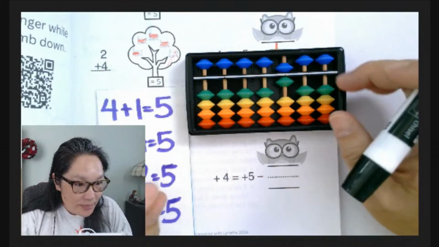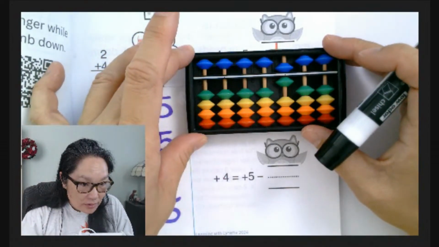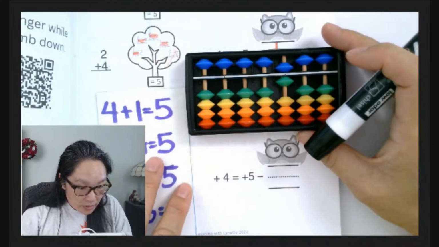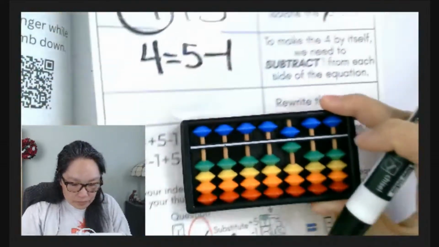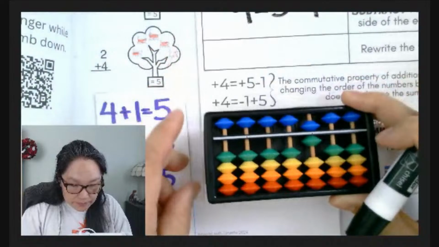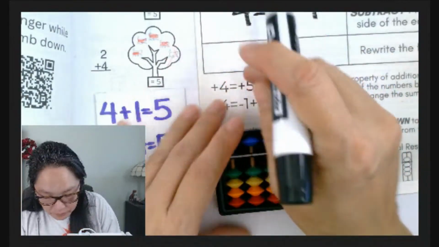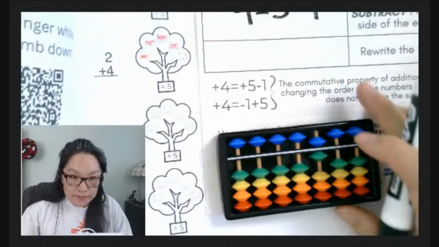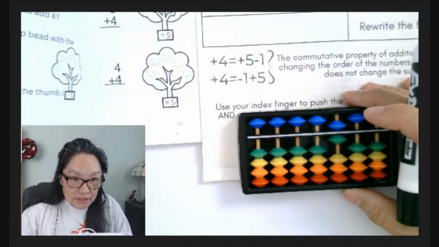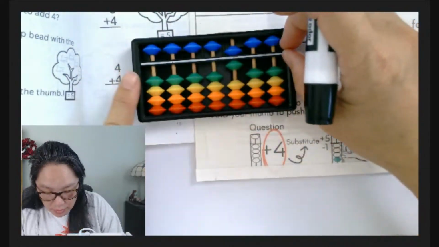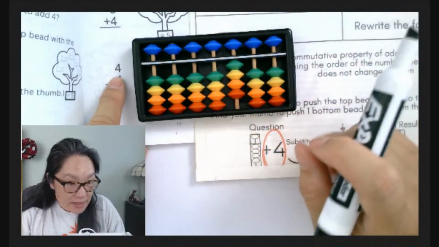Anybody have any questions? Does that make sense? Are we okay? So let's do another one. I have 4, and I'm going to put 4 on the abacus. I put 4 on my abacus.